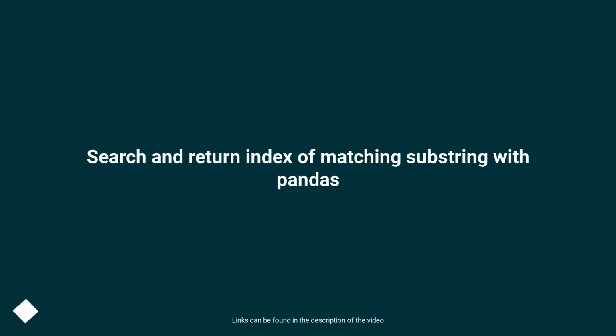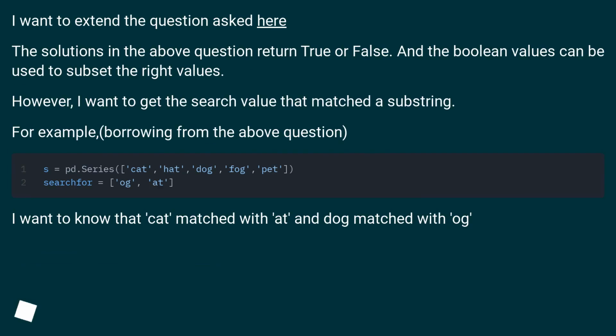Search and return index of matching substring with pandas. I want to extend the question asked here. The solutions in the above question return True or False, and the Boolean values can be used to subset the right values. However, I want to get the search value that matched a substring.